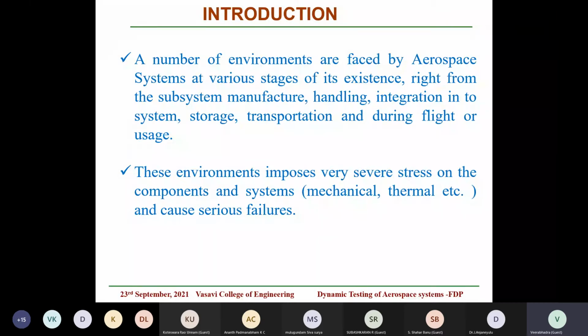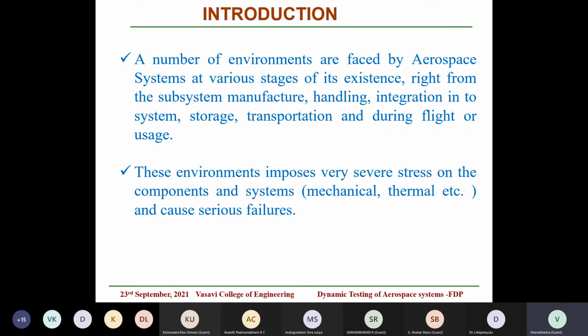For example, you will be hearing that a number of automobile manufacturers are recalling their equipment after some service. That is due to the failure modes. If we can identify such failures beforehand, we will be able to save a lot of money. For automobiles, you can recall, but for aerospace like satellites or launch vehicles or some other aircraft, you can't recall. It is going to be fatal.